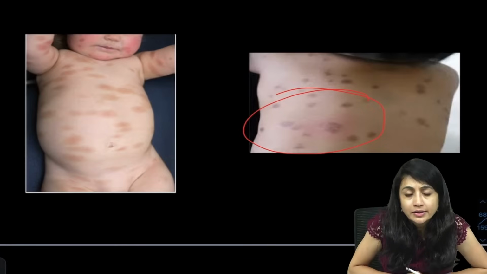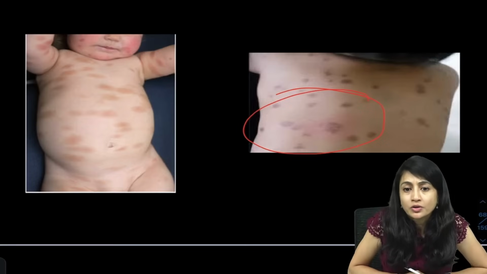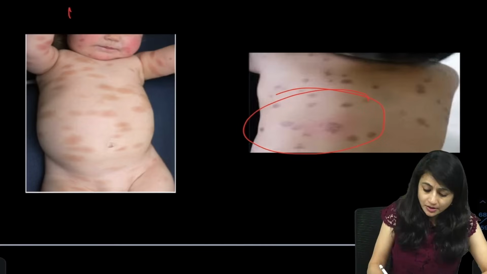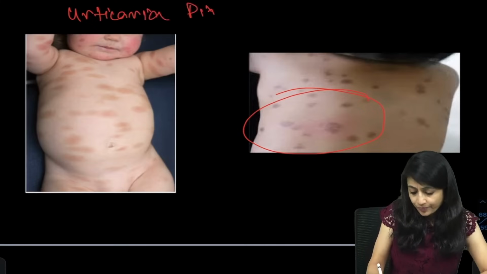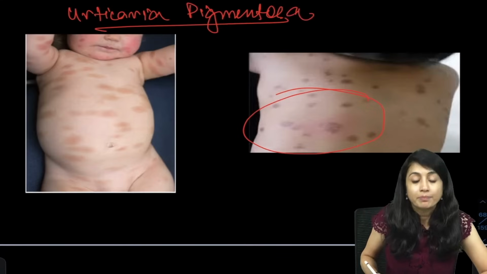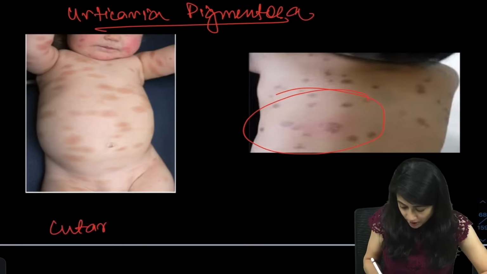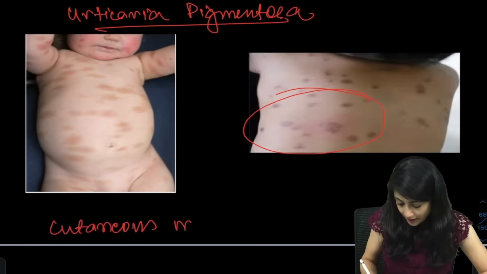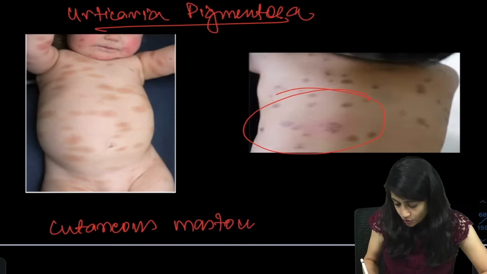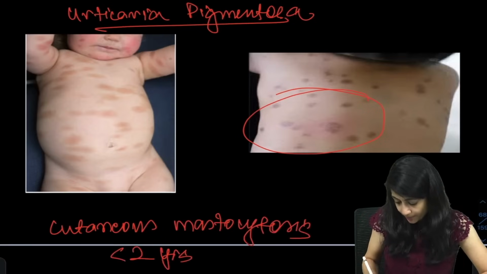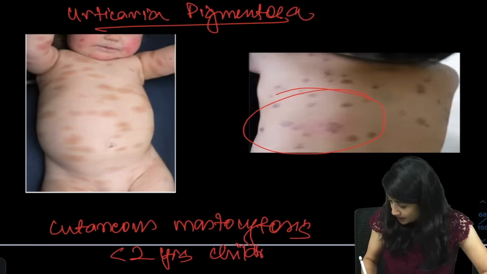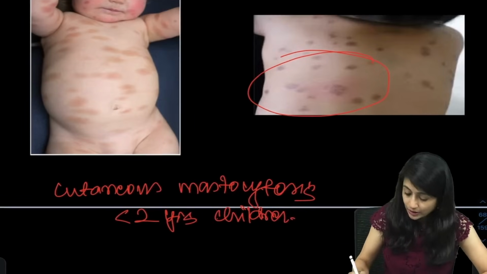So you are right, this is cutaneous mastocytosis. Which type? Dr. Vigneshwar gave the right answer. This is urticaria pigmentosa. Now, what is the sign that I am seeing here? It is a type of cutaneous mastocytosis that you see usually in children under 2 years. And there is a sign, absolutely right.